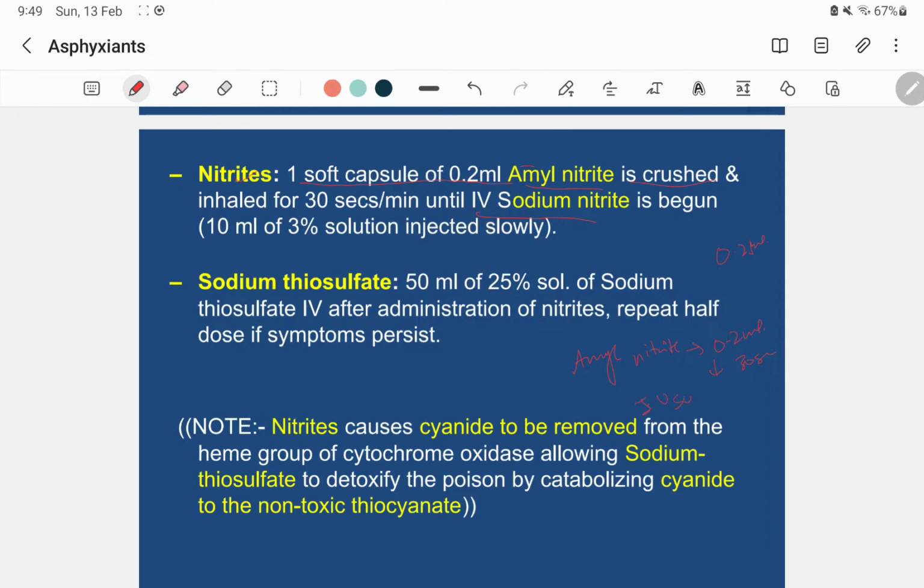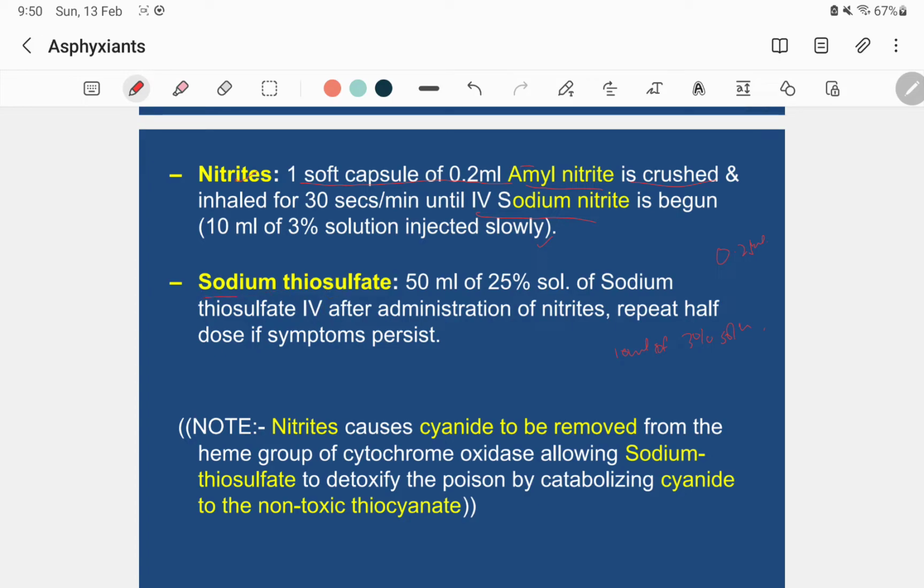And then IV sodium nitrite should be given. So how is sodium nitrite given? It should be given as 10 ml of a 3% solution, injected slowly. And after nitrite we have sodium thiosulfate.